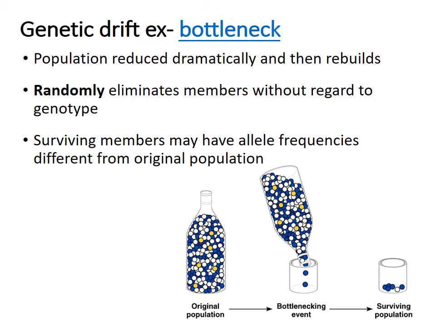So lots of times catastrophic events like out of control fires or flooding would be an example of a genetic bottleneck. Or we could even have poaching or extreme amounts of over harvesting that could lead to bottlenecks as well.